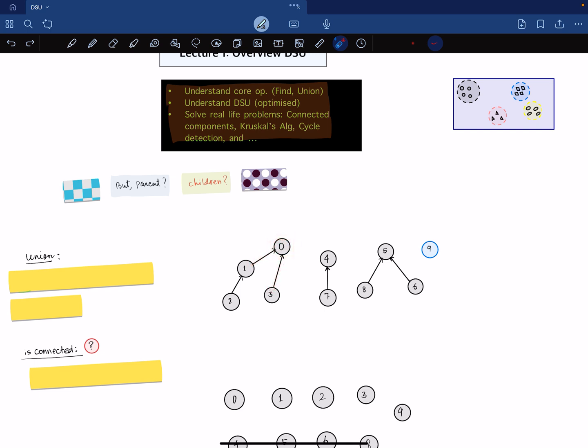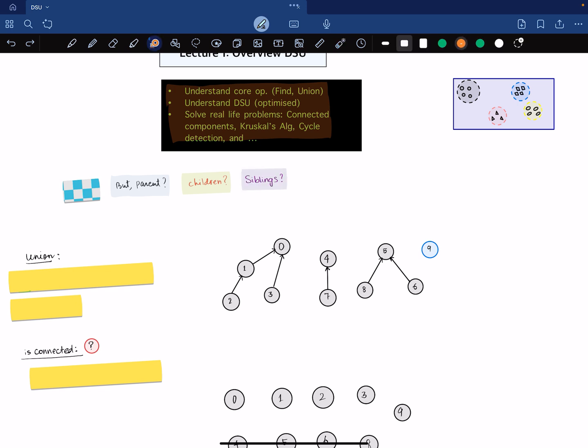But what is a child then? A child is a node that has a parent, or in other words, a child is a node that is a descendant of another node. For example, is 8 a child? Yes. Why? Because it is a descendant of 5. Is 7 a child? Yeah, it is. Why? Because it is a descendant of 4. Is 9 a child? No, it is not, because it is not a descendant of anything. So in this case, 9 is not a child.